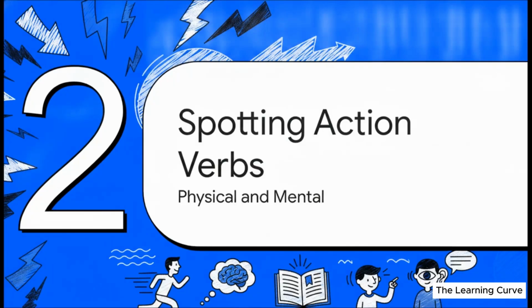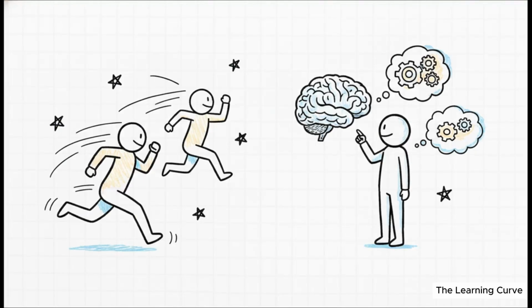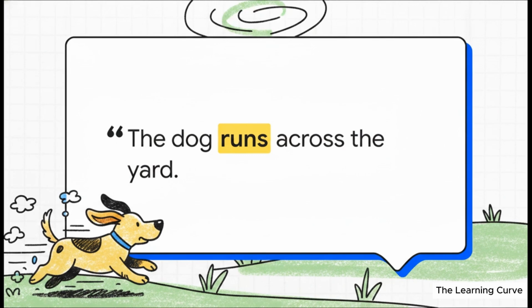Moving right along to Section 2, spotting action verbs, physical and mental. So let's focus on that first, highly dynamic category. These are definitely the easiest ones to spot in the wild. You've got two types of action verbs. First, physical actions. These are things that involve the body and are completely visible in the physical world, like run, jump, eat, or sing. Second, you have mental actions. Things like think, believe, understand, or guess. Now, even though you can't physically see someone understanding something, it's still a highly active process happening right there in the brain.